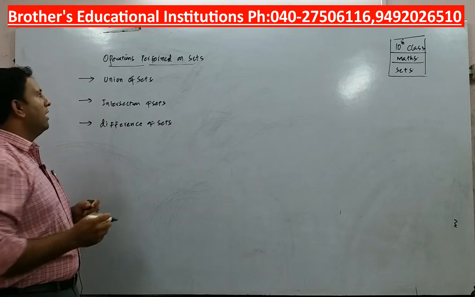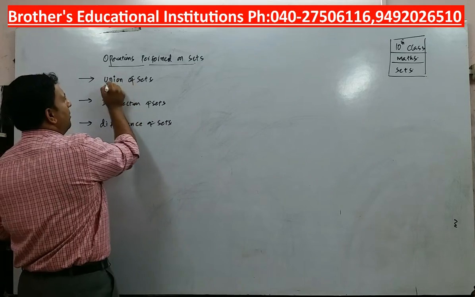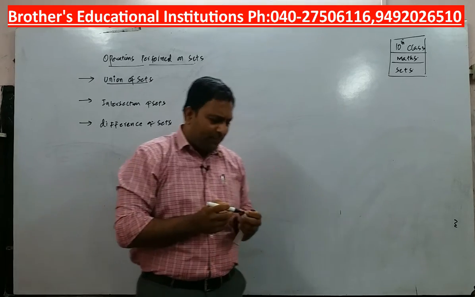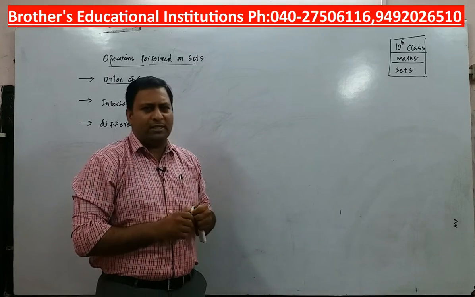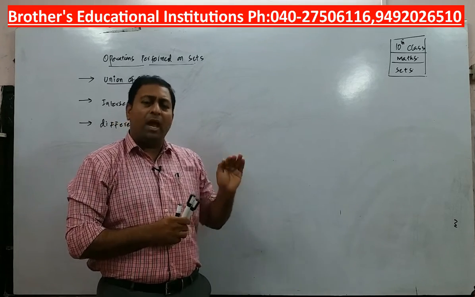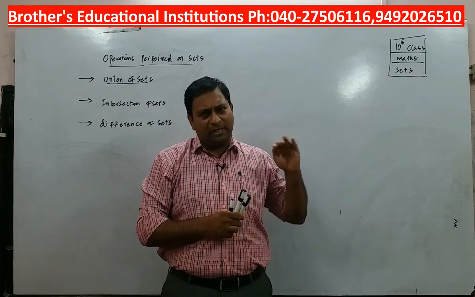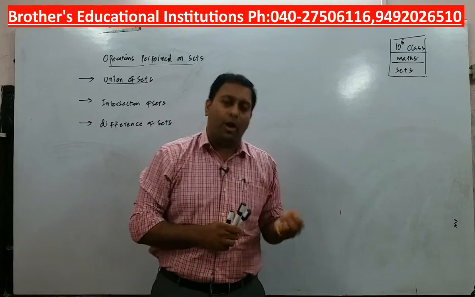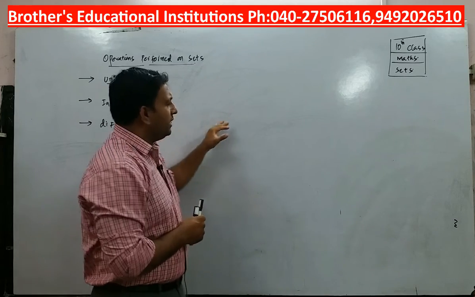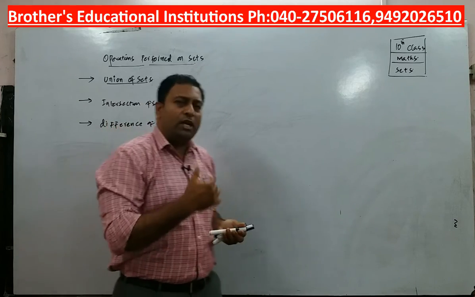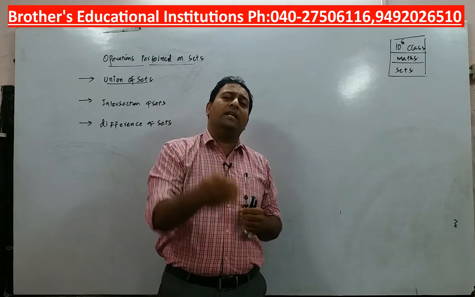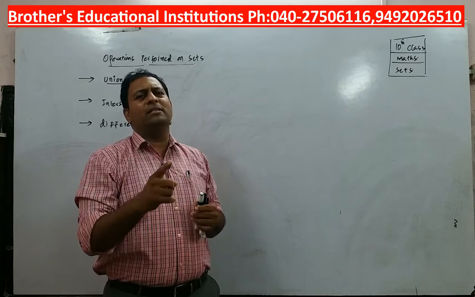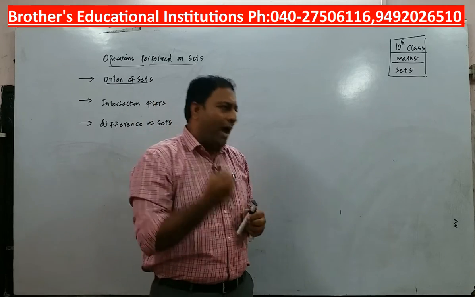Now let me explain the concept of what do you mean by union of sets. The union of sets is defined as the set of all elements which are present in A or in B. Instead of and, you have to use the word or. I repeat. What is union of sets? Union of sets is defined as set of elements which are present in A or in B, and the elements are written only once. Now why am I telling you this?